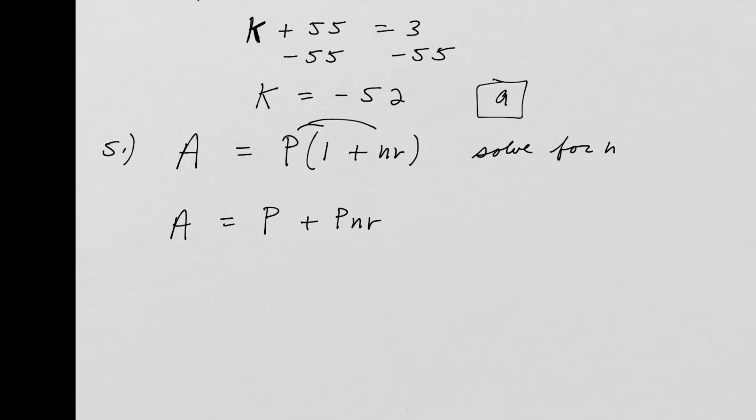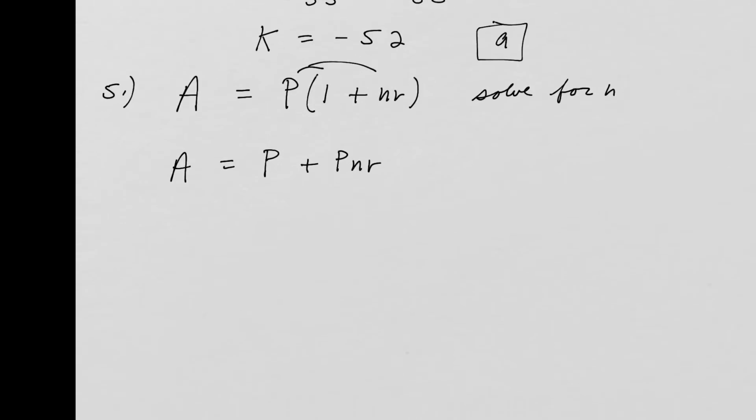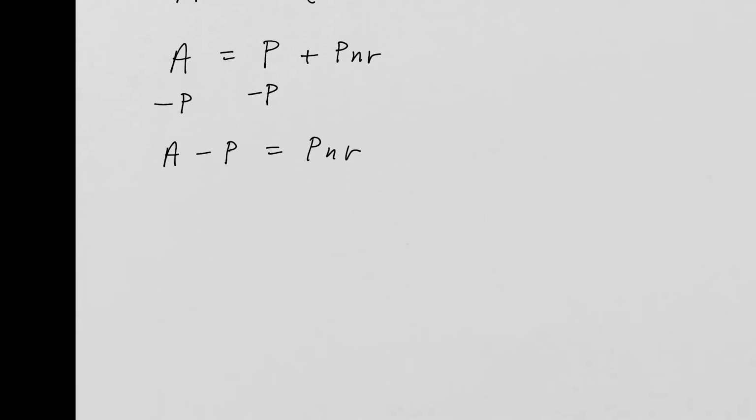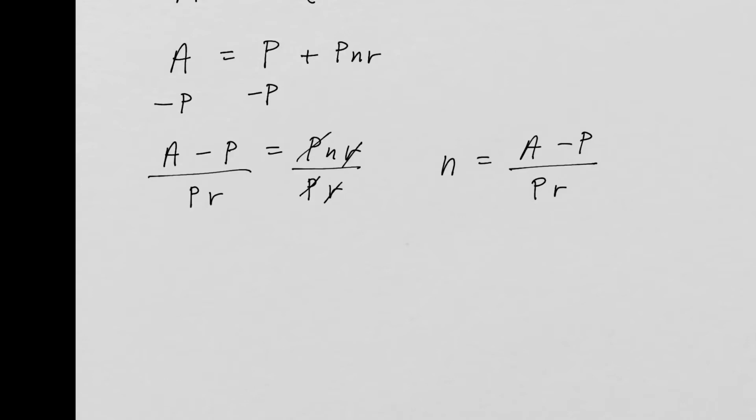Now, if I want to solve for n, I need to isolate that Pr term, so I'm going to subtract P. So now I have A minus P is equal to Pr. And now since n is being multiplied by Pr, I can simply divide by Pr, right? And whatever I do to one side, I do to the other side. So the P and the r will cancel on that side. So I'm going to get n is equal to (A minus P) over Pr. And in this case, that should be D is the correct answer.